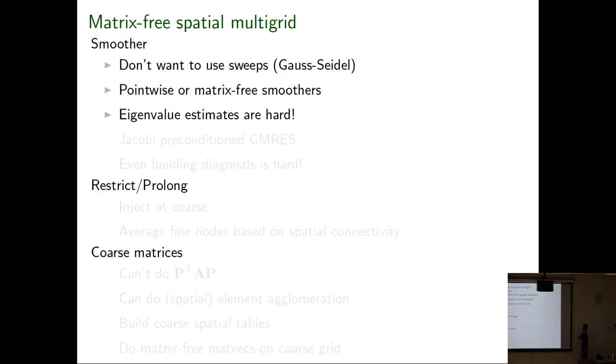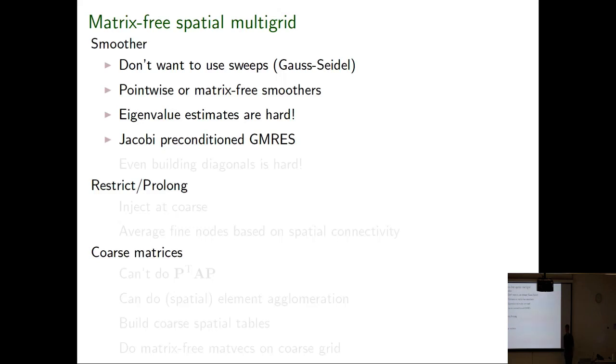Of course, if we're using pointwise or matrix-free smoothers, we've got some constraints. You might think, well, use things like polynomial smoothers. Eigenvalue estimates are hard in these problems. Your eigenvalue estimates don't converge particularly well. So what do we end up doing? Well, we're going to go a bit ham for the moment and do a Jacobi preconditioned GMRES in each of our multigrid steps for our smoother.